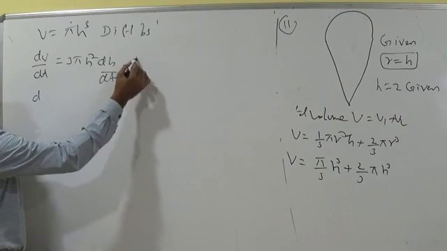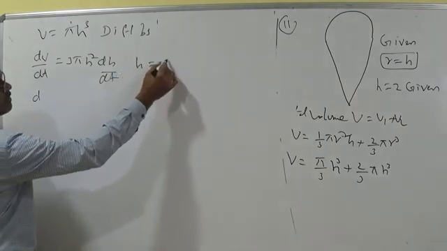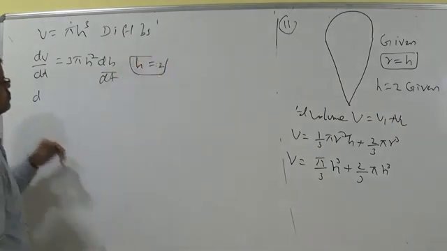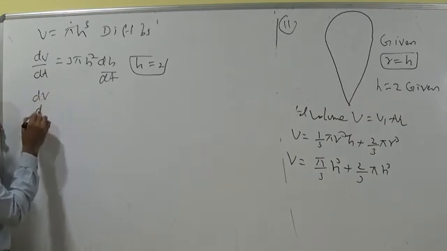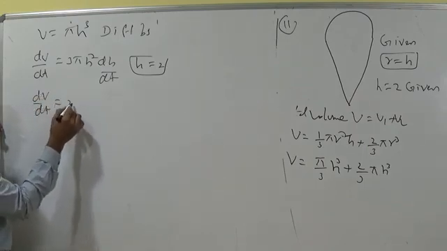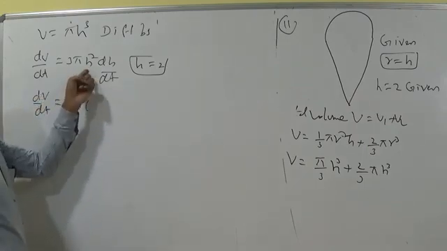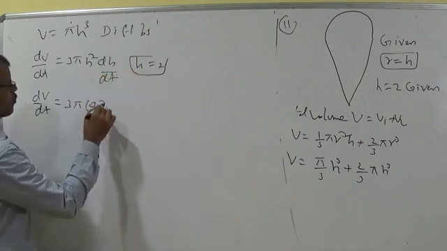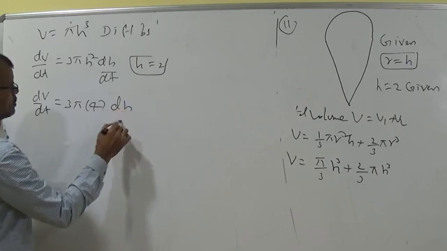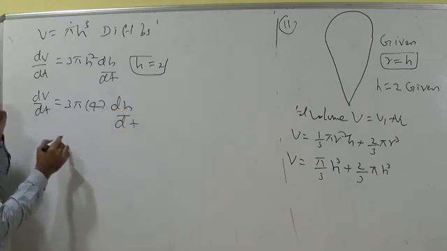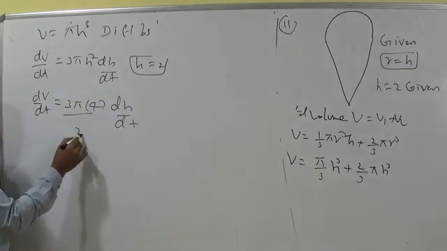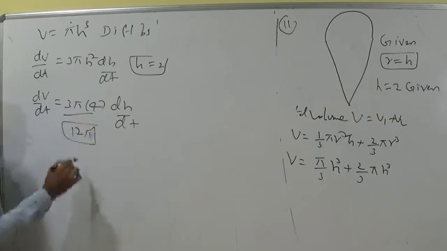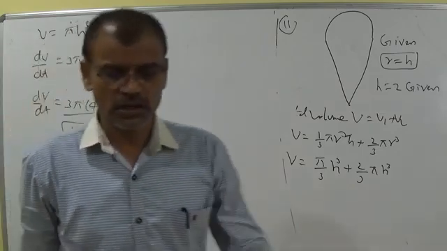So when h is equal to 2, as I wrote in the given data, h is equal to 2. You substitute here: dV/dt is equal to 3 π into h value 2, h square becomes 4, into dh/dt. Simply the answer is 12 π. That means it moves 12 π times, that is the answer.